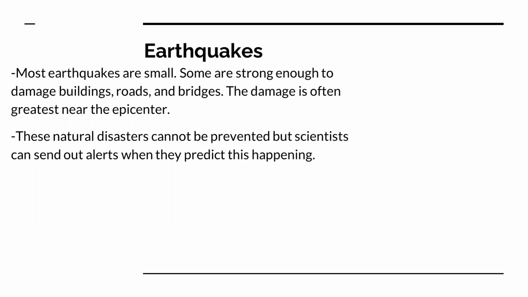These natural disasters cannot be prevented. We can't prevent earthquakes from happening, but scientists can send out alerts when they can predict when it's happening. Scientists have these devices all over the place that are always monitoring the fault lines and monitoring even the smallest tiny bit of earthquake. So that helps us predict when a big one might happen.